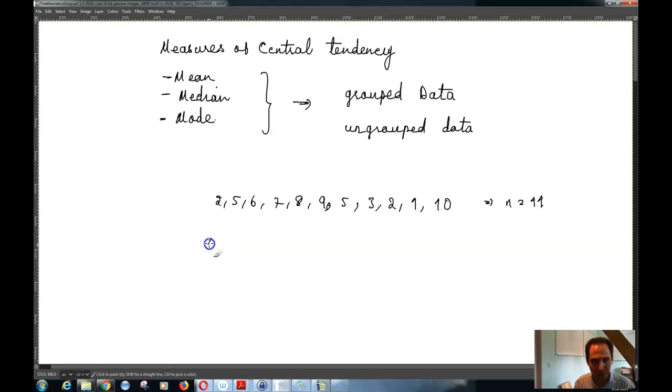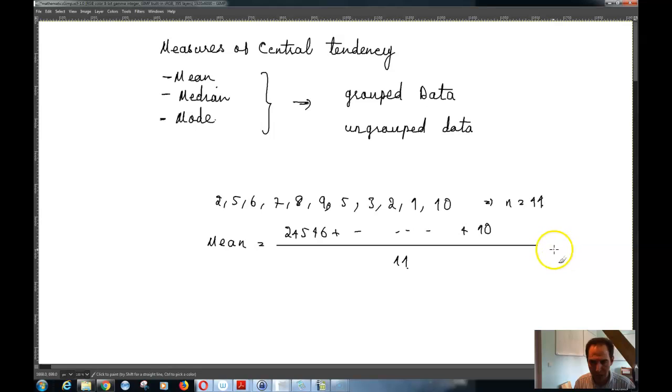The mean of this data is equal to the sum of all of the observations, 2 plus 5 plus 6 all the way up to 10, divided by 11, which gives you some number as the mean of your data, the average of all of these numbers. You already must know about this.